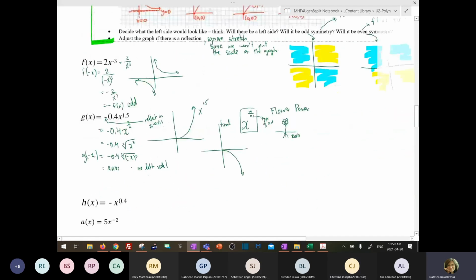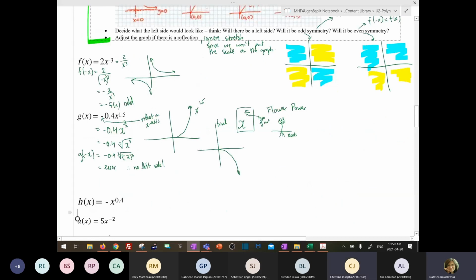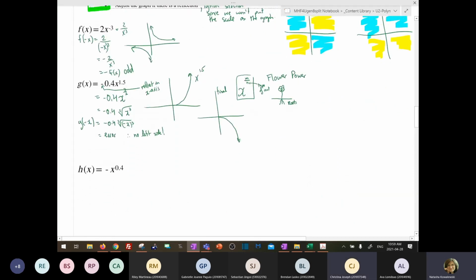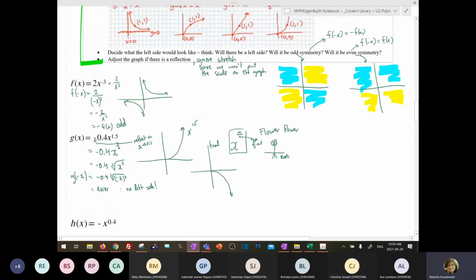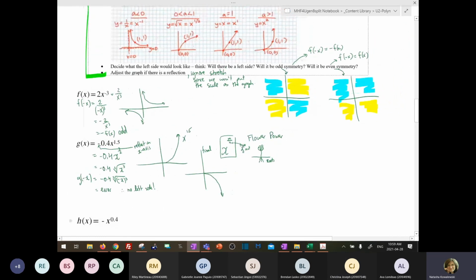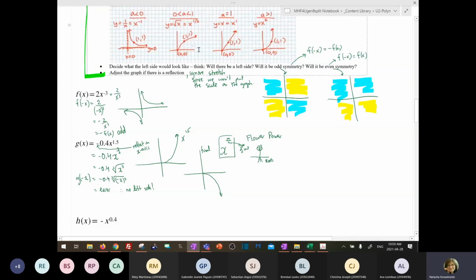All right, Christina, one more with you or switch to another person? I can do one more. One more? Okay, so let's do one more. So this one, we have 0.4 as an exponent. So does it resemble the first one, second one, third one, or fourth on the right side?